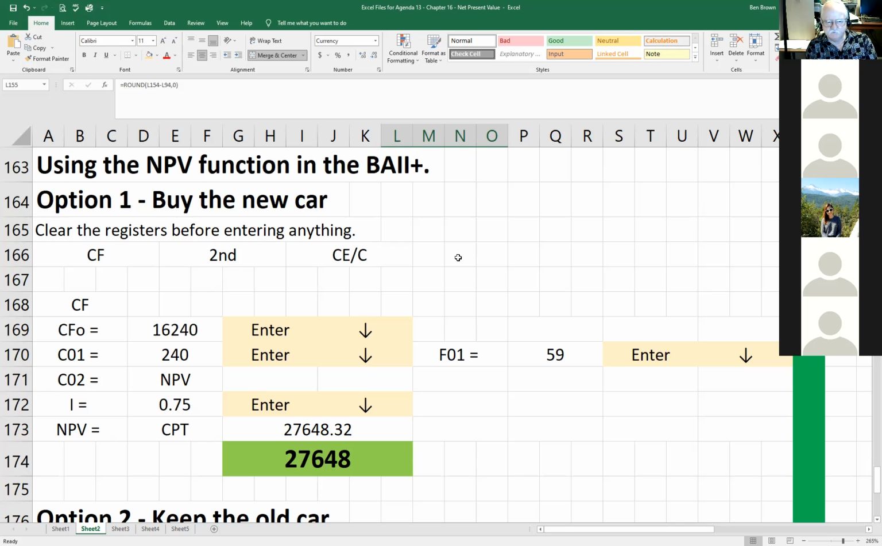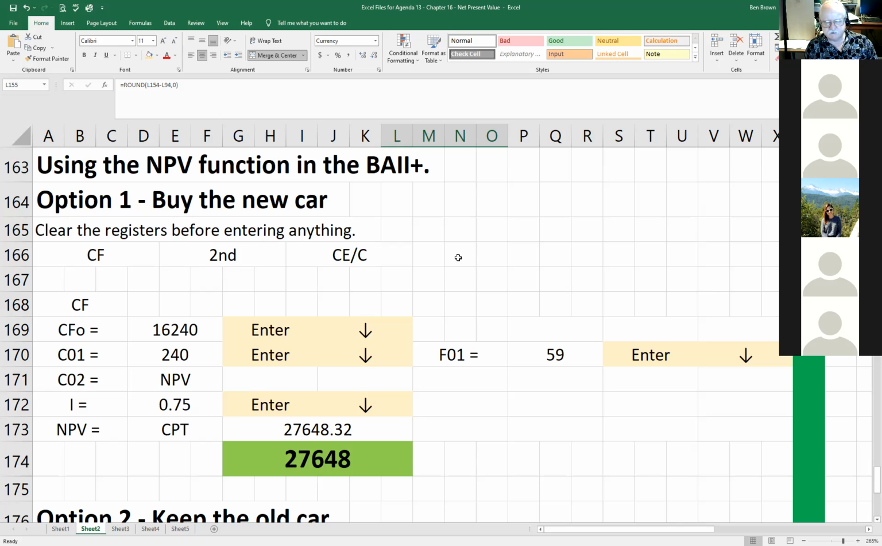Weirdly enough, I've entered them both as positive, and I think we'll end up with a positive number for the cost. We could have entered them both as negative, but let's continue with the positive and enter down. And then we're looking at cash flow 1, 240. I still left it as positive, enter down. And how many times does this have to happen? 59 times. So 59, enter down.